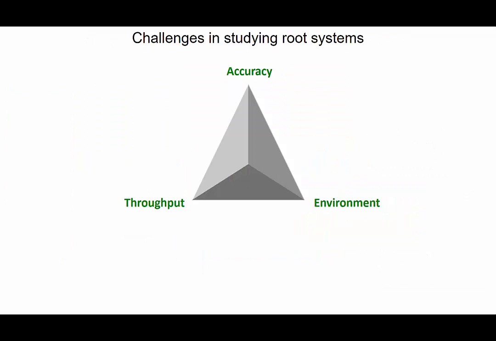So I'm a basic researcher who is interested in taking that basic research to application. And when we think about root systems, they're incredibly challenging to study. They're under the soil. How do we study them? And when we think about studying roots, we really think about three important metrics. One is the accuracy of our measurements. The other is the environment in which those plants are grown. And the last is the throughput. Can we measure one plant? Can we measure 100 plants in the same amount of time?